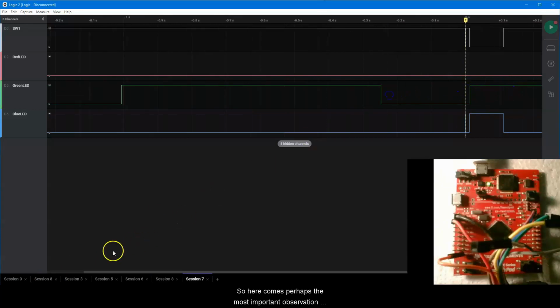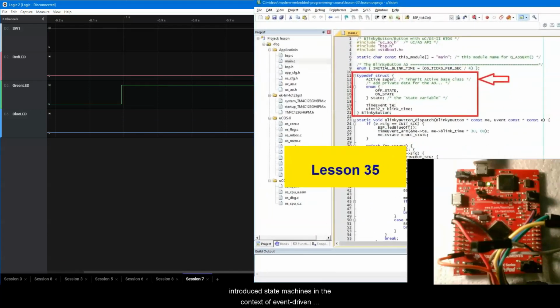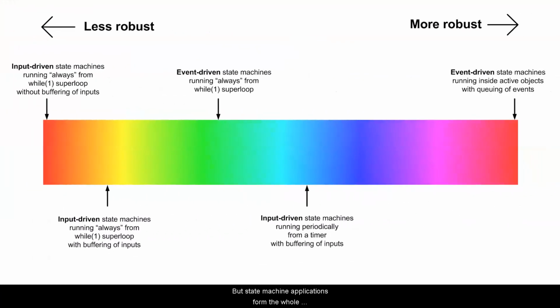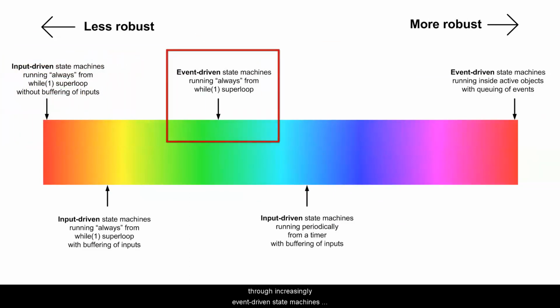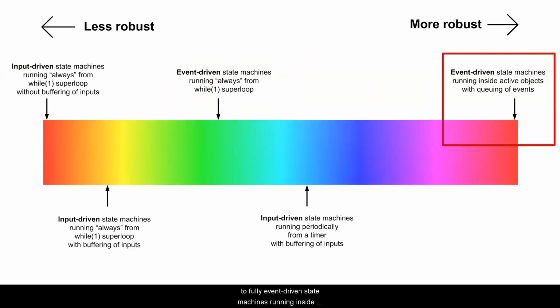So here comes perhaps the most important observation for this lesson. The reliability and robustness of a state machine depends not just on its type, input-driven versus event-driven, but also on the environment in which the state machine runs. That's exactly why I have introduced state machines in the context of event-driven active objects with queuing of events, back in lesson 35. But state machine applications form the whole spectrum, from input-driven state machines executing in the while1 super loop without any buffering of inputs, through increasingly event-driven state machines with generic events and guard conditions, to fully event-driven state machines running inside active objects with full event queuing.